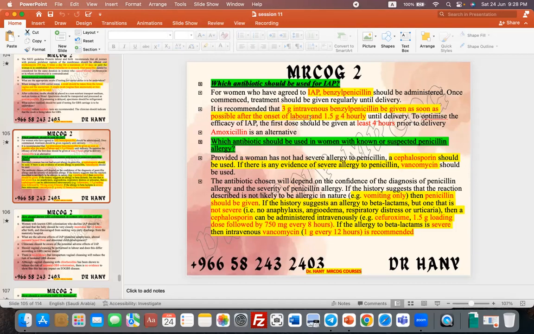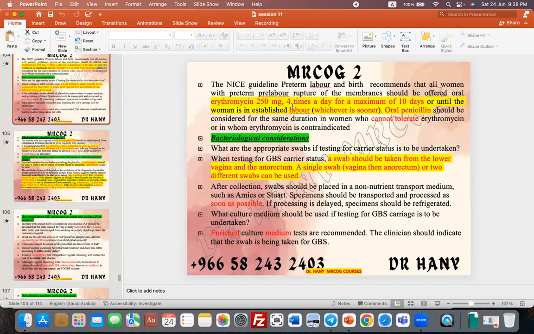If she has fever, I will give broad spectrum antibiotic. If she has allergy to penicillin, then according to the allergy: if it is vomiting only, penicillin. If it is mild allergy, cephalosporin, cefuroxime, 1.5 gram loading, then 750 every 8 hours. If she has urticaria, respiratory angioedema, severe anaphylaxis or distress, I will give vancomycin, 1 gram every 12 hours. These are overall called standard antibiotic prophylaxis, according to my unit protocol.